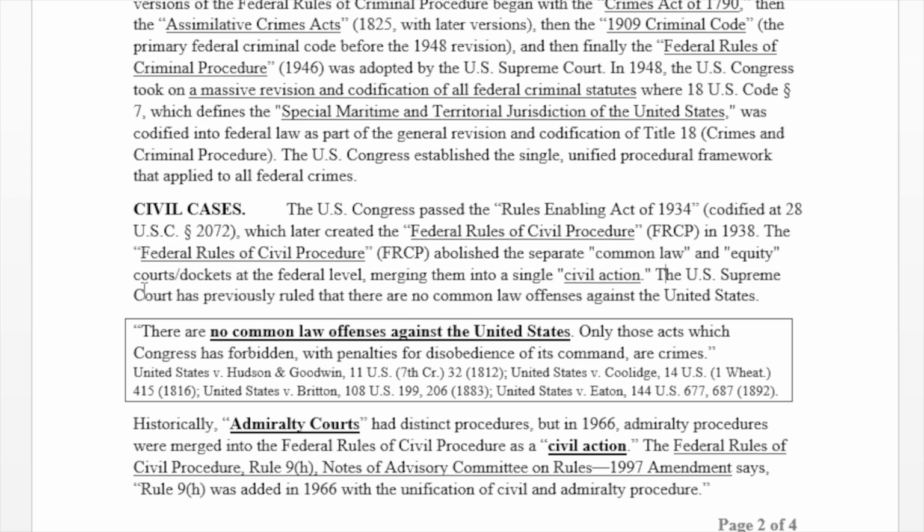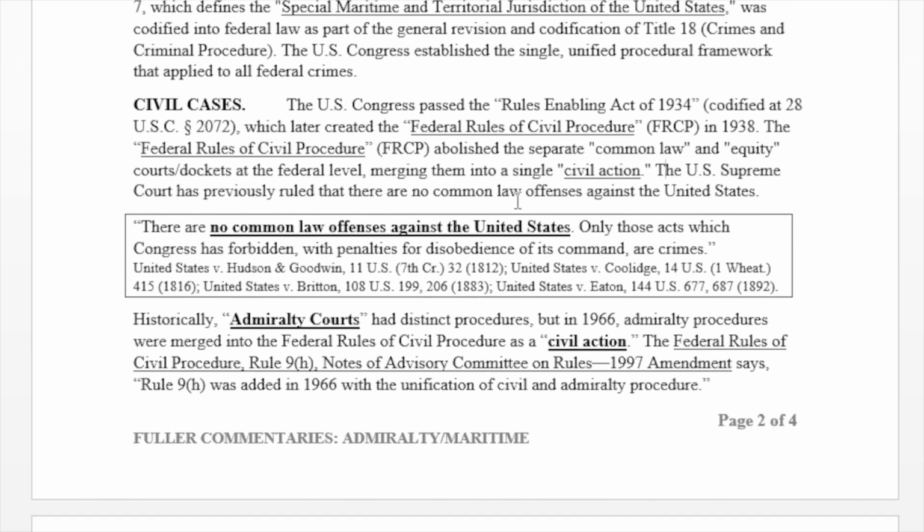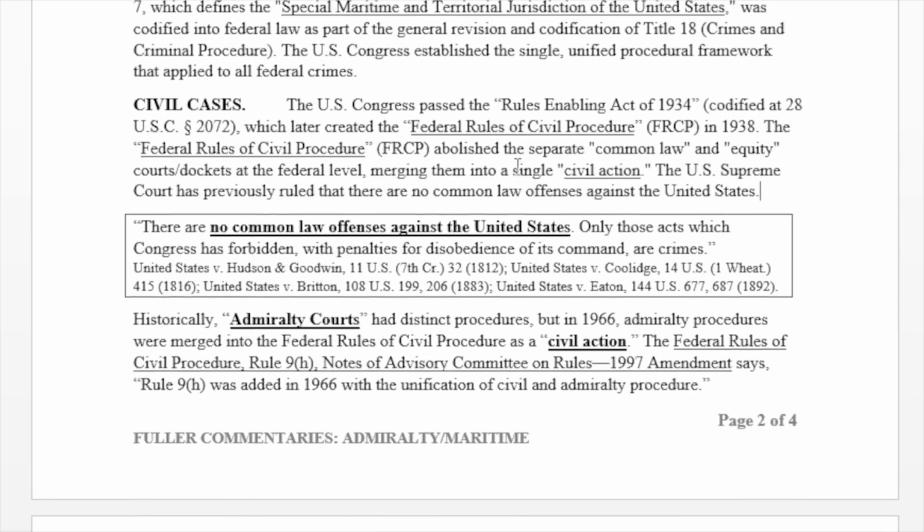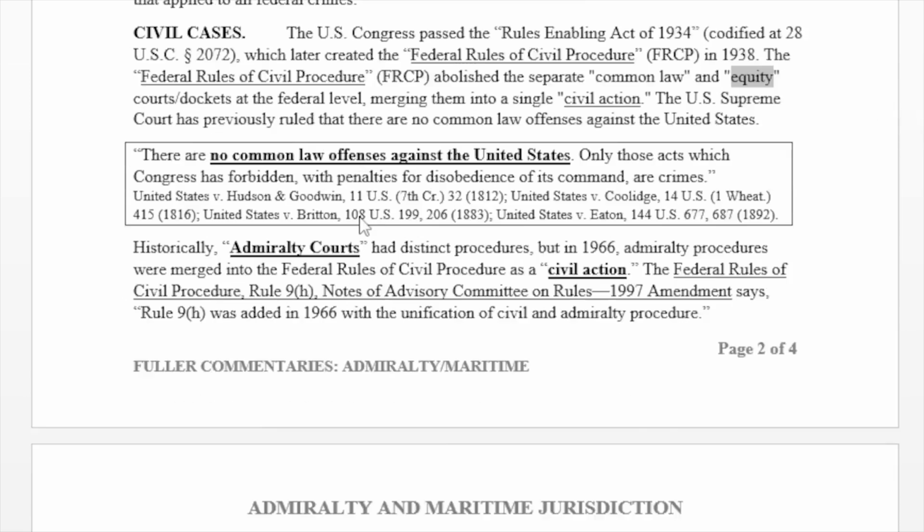The U.S. Supreme Court had previously ruled that there are no common law offenses against the United States. In these cases right here, we have United States versus Hudson and Goodwin, the United States versus Coolidge, the United States versus Britain, and the United States versus Eaton. They all confirm that there are no common law offenses against the United States. Boom. So we can pretty much write off common law, okay? It's merging with the statutes. That's just what happened. We can't stop it. Best thing we can do is kind of understand what happened.